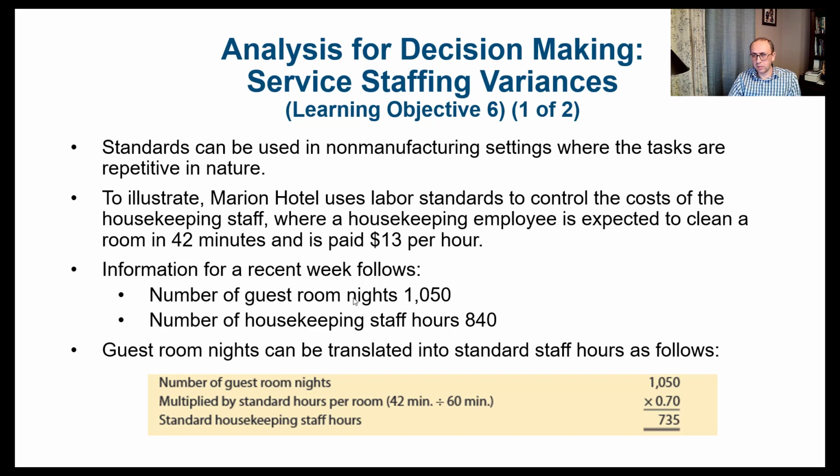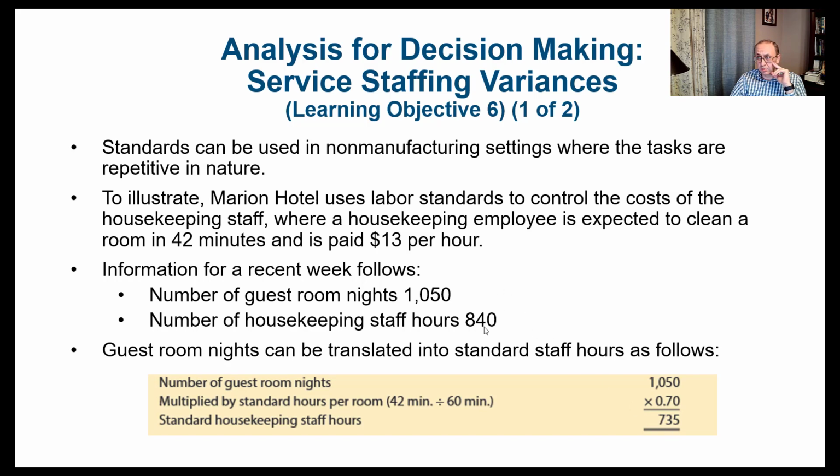We have the number of guest room nights are 1,050. We have the number of housekeeping staff hours to be 840. So this is information that was provided for us. The guest room nights can be translated into standard staff hours as follows. So the number of guest rooms we have was given to us as 1,050 multiplied by the standard hours per room. Remember, 42 minutes. If we divide that by 60, that will give us about 70% of an hour. Okay, so 70% of an hour multiplied by number of guest rooms. The standard housekeeping staff hours should be 735 hours.